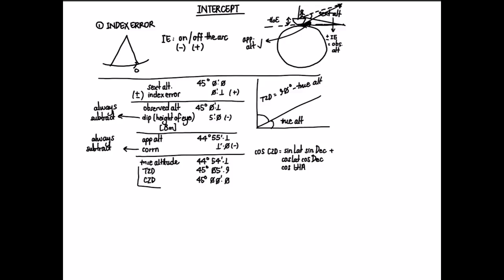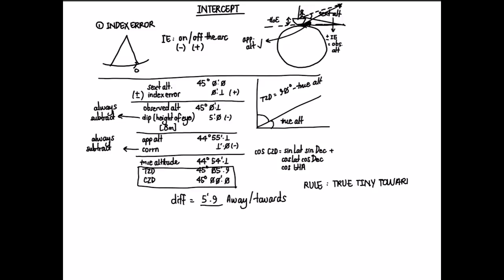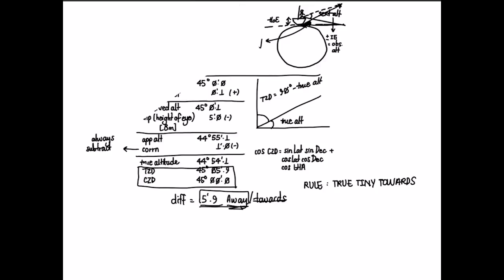The difference between the true zenith distance and calculated zenith distance then gives us the intercept, which can be away or towards the azimuth of the star, depending on whether TZD or CZD is greater. Using the rule "true tiny towards", this gives us an intercept of 5.9 miles away.